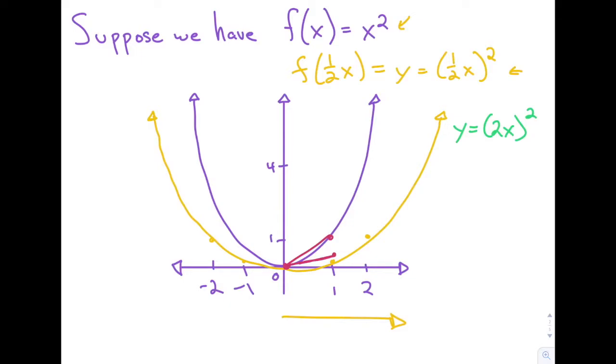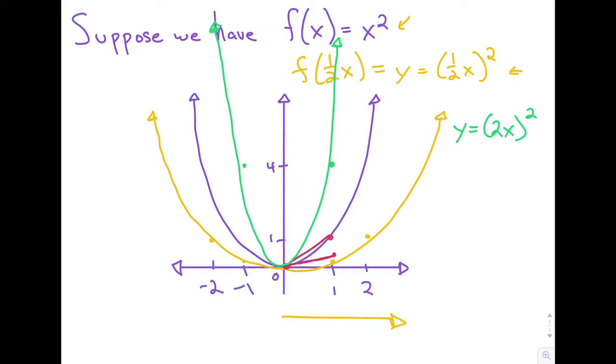When we plug in 1 into y equals 2x quantity squared, we get out 4, because we have 2 times 1, which is 2, times itself squared, which is 4. And then if we do 2, we have 2 times 2, which is 4, squared, which is 16. So this graph, it will grow extremely quickly. It will look something like this. Like that. So it hits the same y value as the base graph in much less time.